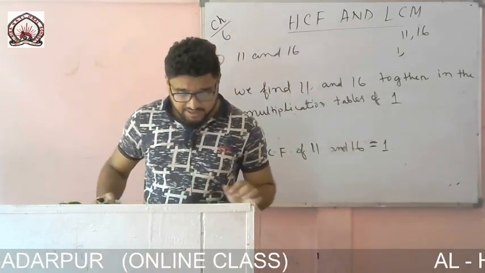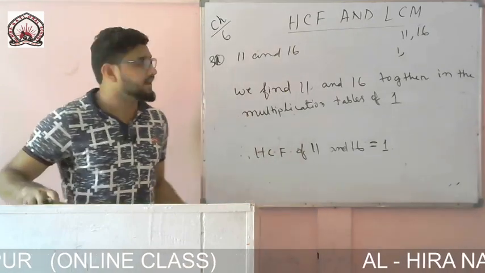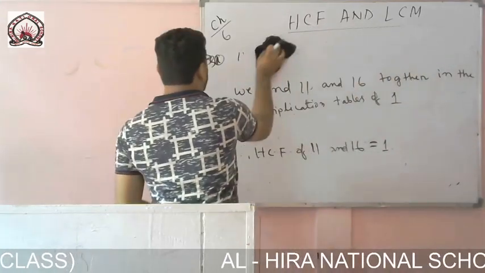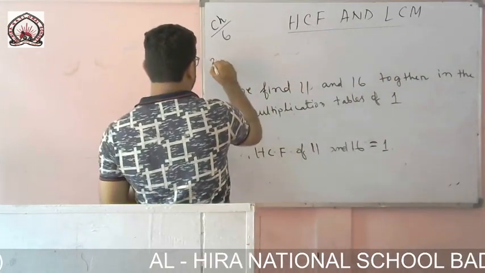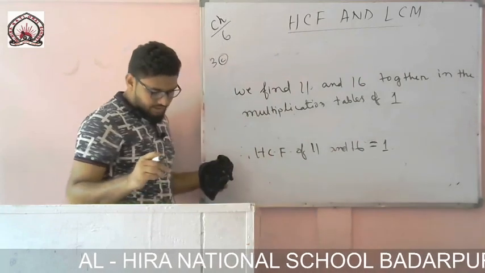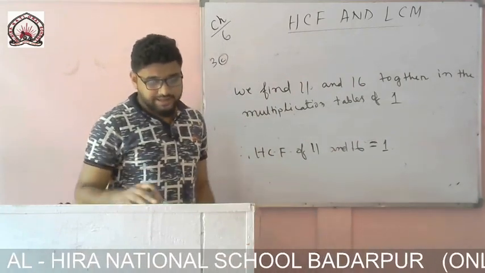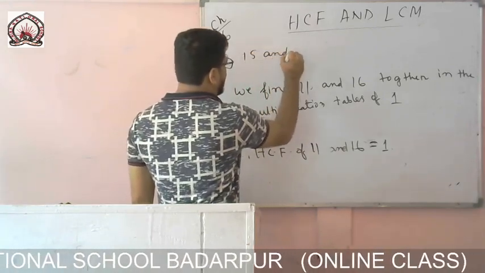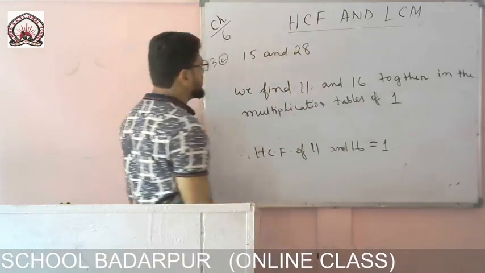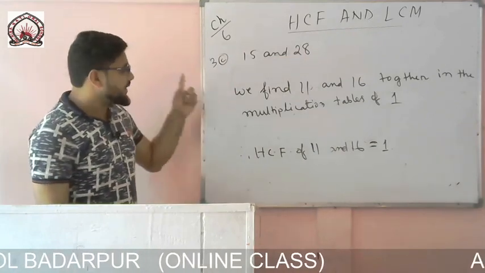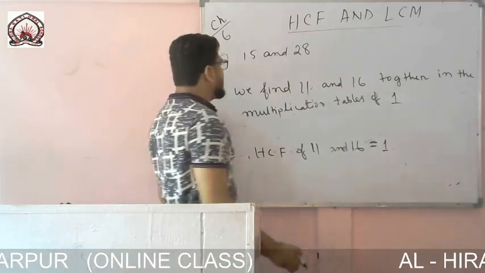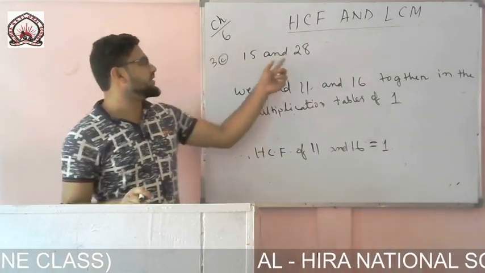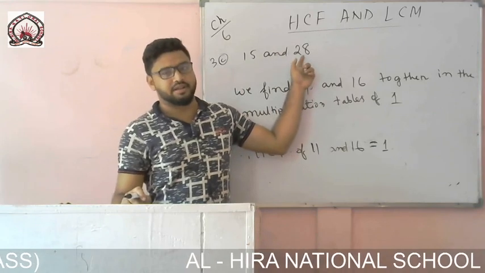Now come to 3C, 15 and 28. Same thing, 15 and 28. So in place of 15 and 28, what? 15 I can get in 3, but I shall not get 28 in 3.